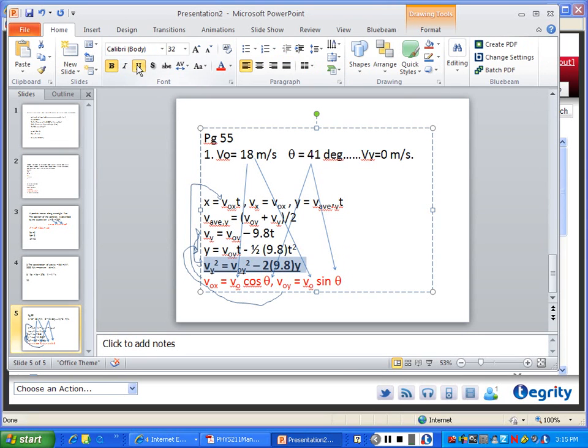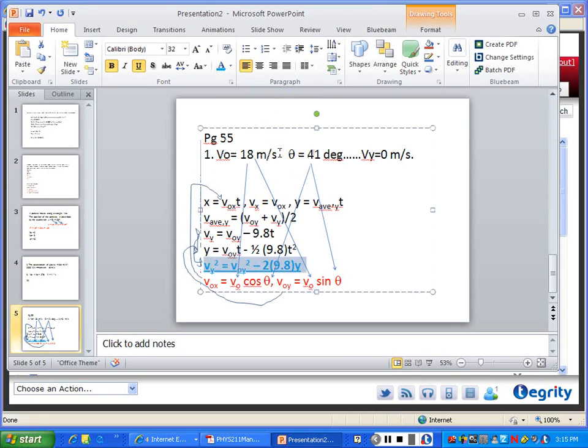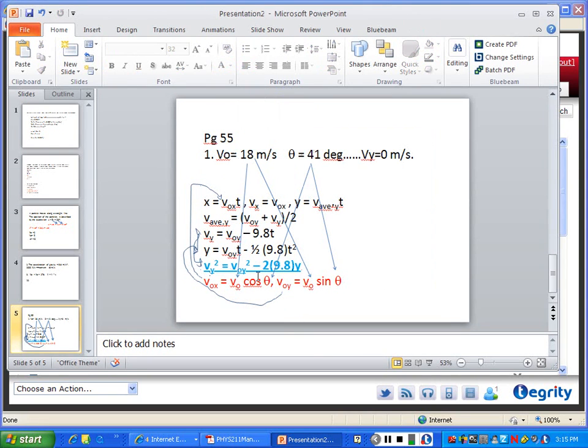We'll bold and underline that equation and make it all colorful. That equation, we could say 0 is Vy, and we know Voy because we calculated it right here. We put that in, and 2 times 9.8, that's negative 9.8. It's already in there because this is a downward acceleration. We could solve for y.